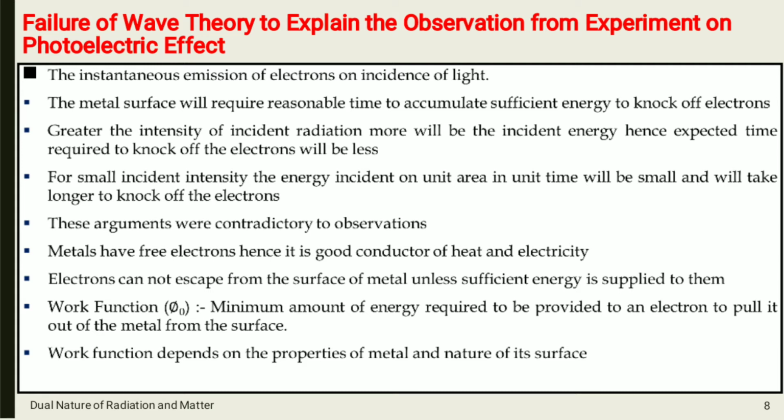There we talked in terms of frequency; now we are talking in terms of energy. That is, the minimum amount of energy required to be provided to an electron to pull it out of the metal surface. That minimum amount of energy is called the work function, and its symbol is phi 0. The work function depends on the properties of the metal and the nature of its surface.